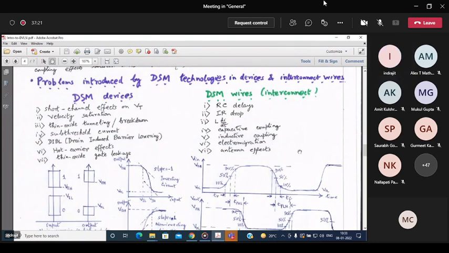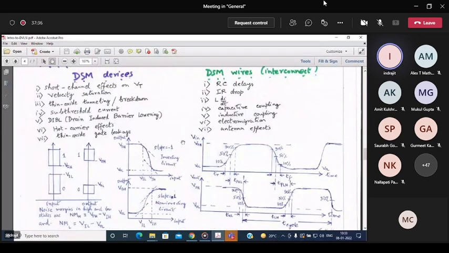Not now. We just point out different features for DSM devices and DSM wires. These are some of the drawbacks or problems that are unavoidable while we go to deep submicron devices.